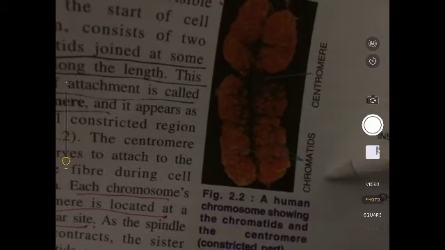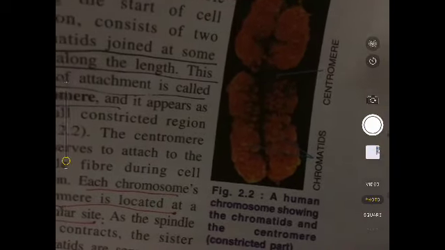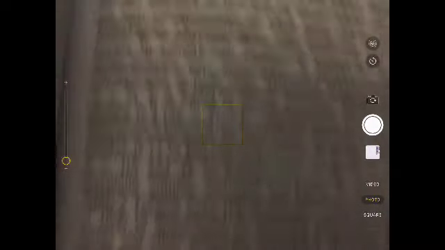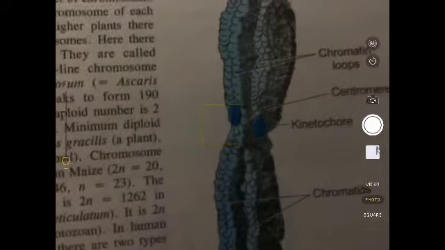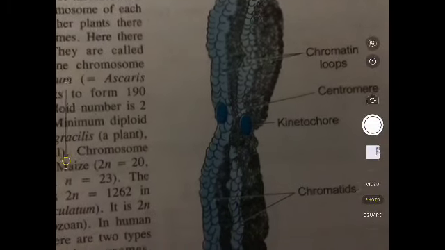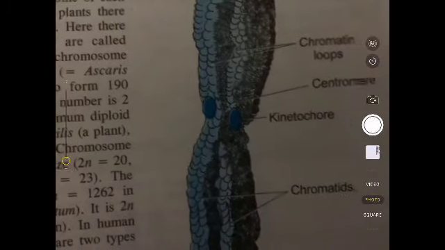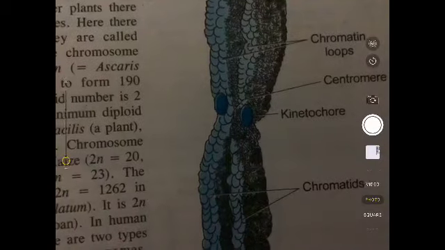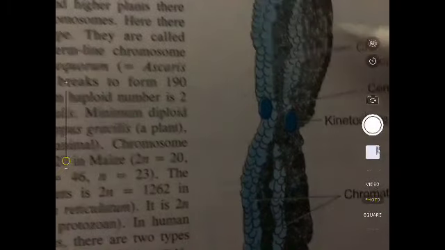I want to show you one more clear picture of the chromosome. You can see here. Look at this, students. Basically the chromatin loops are there. Chromatin material will be coiled very finely and condensed, and they are making a chromosome.